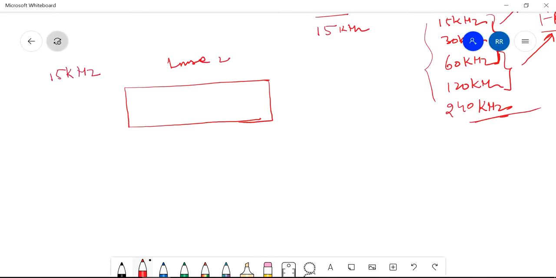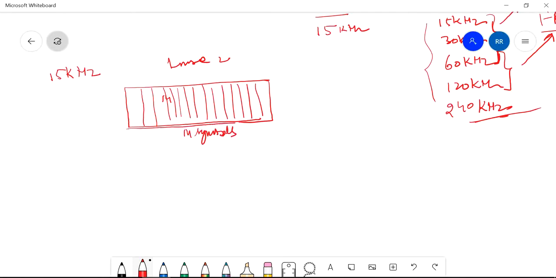Okay, 15 kilohertz means that it has 14 symbols. Suppose here are 14 symbols. If we divide it 1, 2, 3, 4, 5, 6, 7, 8, 9, 10, 11, 12, 13, 14, suppose these are 14 symbols. And one symbol has a particular time; this is the time axis.